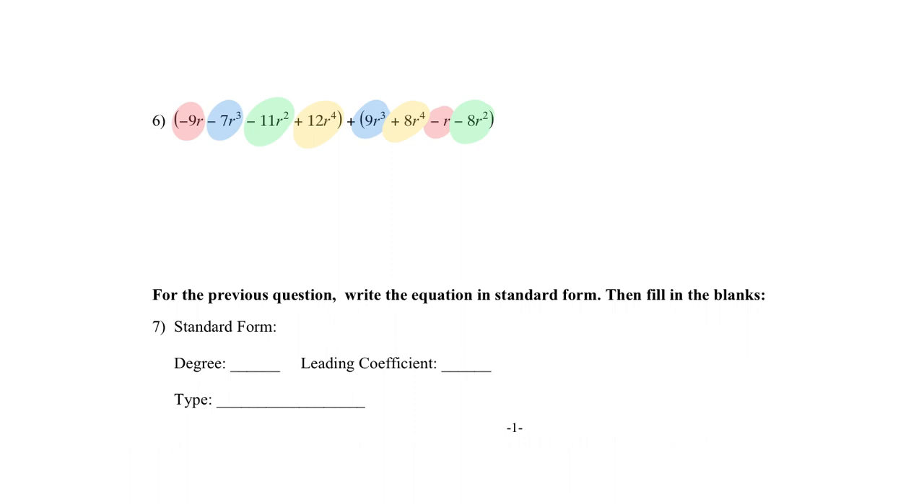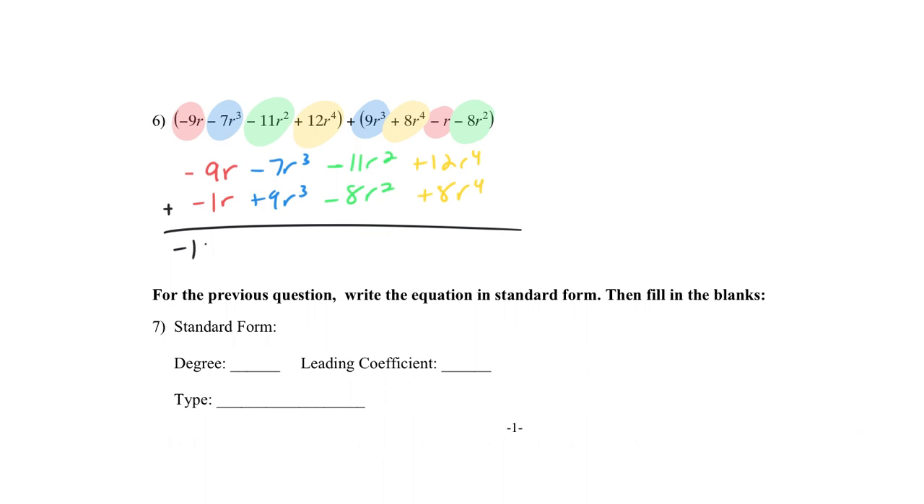And so if I write this out with my like terms, negative 9r, negative 1r, negative 7r cubed, 9r cubed, negative 11r squared, negative 8r squared, and 12r to the 4th, and 8r to the 4th. Add that up, negative 10r plus 2r cubed minus 19r squared plus 20r to the 4th. I'm going to write my answer out in standard form.